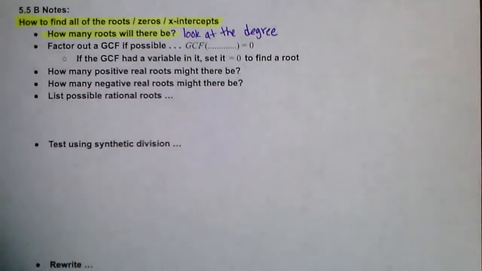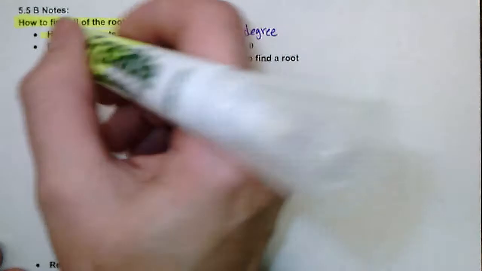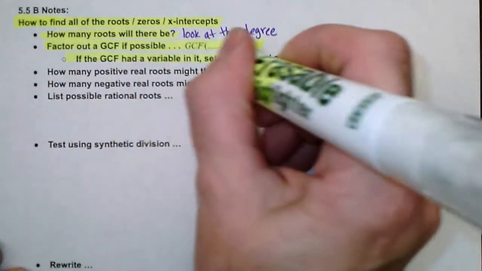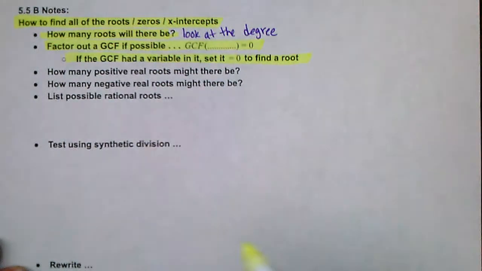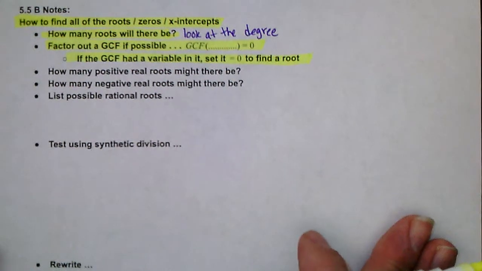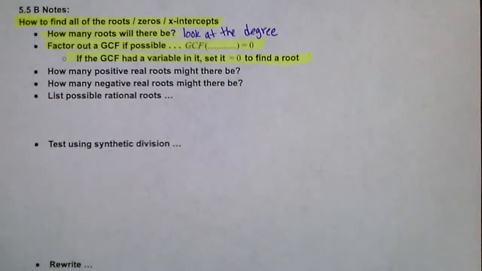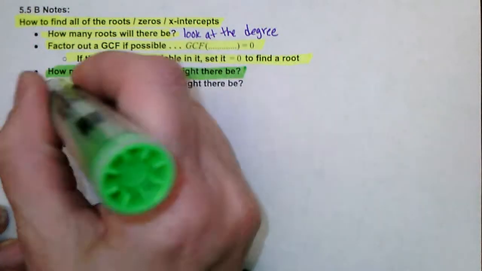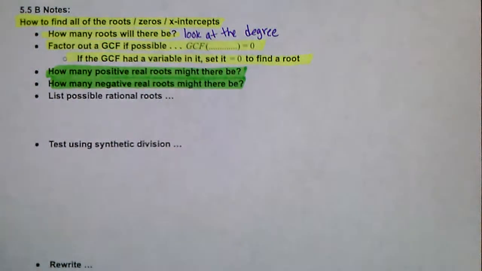Then the next thing we're going to do is factor out a GCF if possible. If the GCF had a variable in it, set it equal to 0 to find a root. Then we are going to figure out how many positive and negative real roots there might be. And that was related to Descartes' rule of signs.